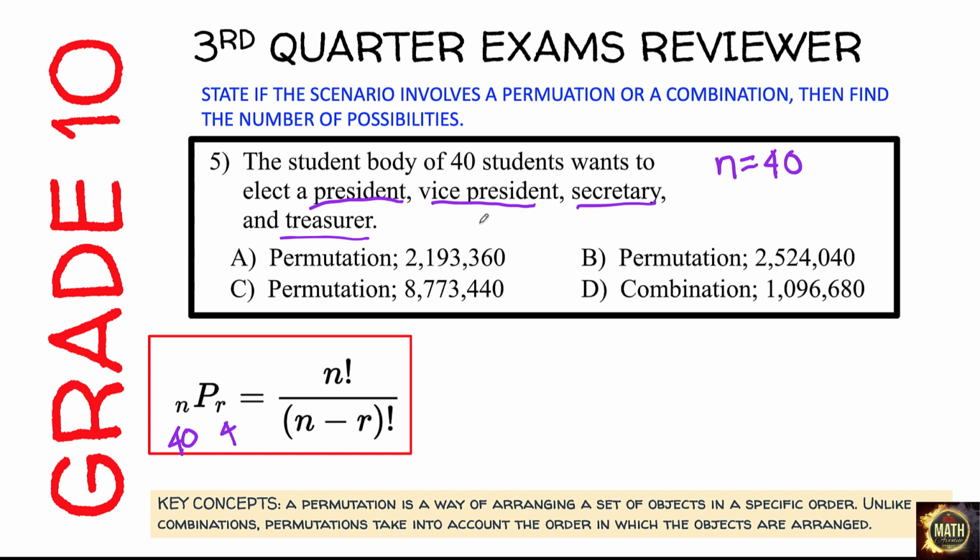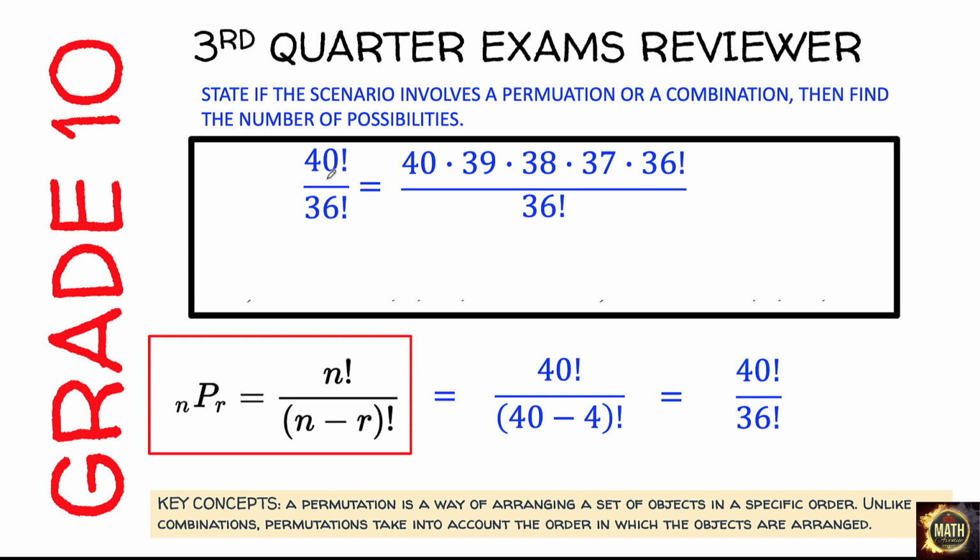And gusto po nating malaman ilan lahat na possible permutations ng apat na posisyon na ito ang pwedeng makuha from a group with 40 students. And so, let's compute. So, n factorial is 40, n minus r is 40 minus 4. So, 40 minus 4 is 36. We have 40 factorial over 36 factorial. So, let's expand 40 factorial as 40 times 39 times 38 times 37, but stop at 36 factorial dahil meron po tayong 36 factorial sa denominator. And so 36 factorial divided by itself is 1.